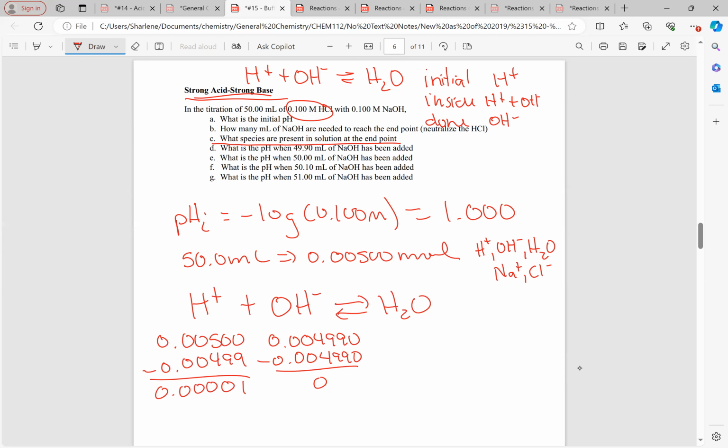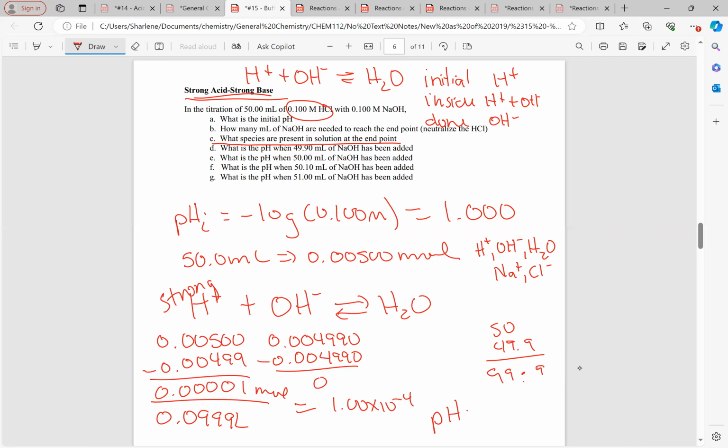All right. Well, this is just excess strong. Convert it back into a molarity and take the negative log. And let me see, I had 50 and I added 49.9. Oh, look, 99.9. So my molarity right now is 1.00 times 10 to the negative 4, so my pH is 4.